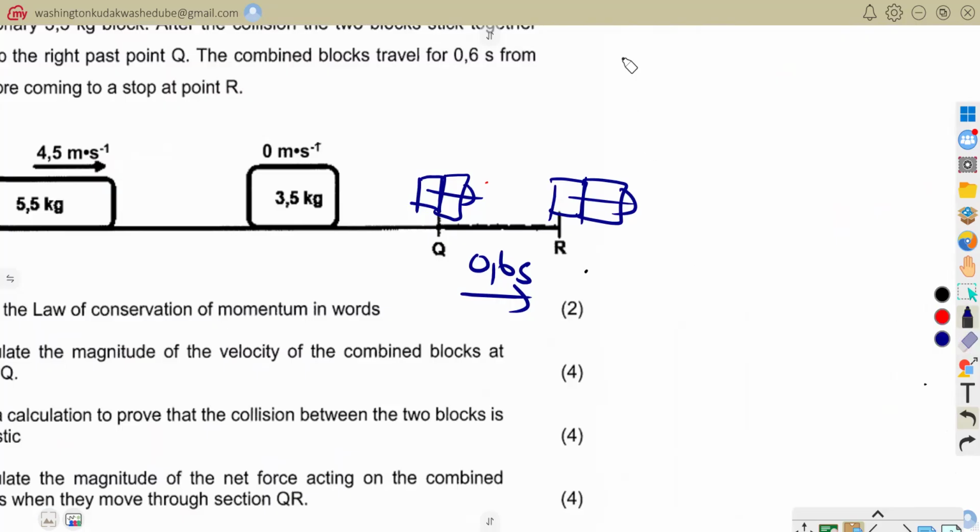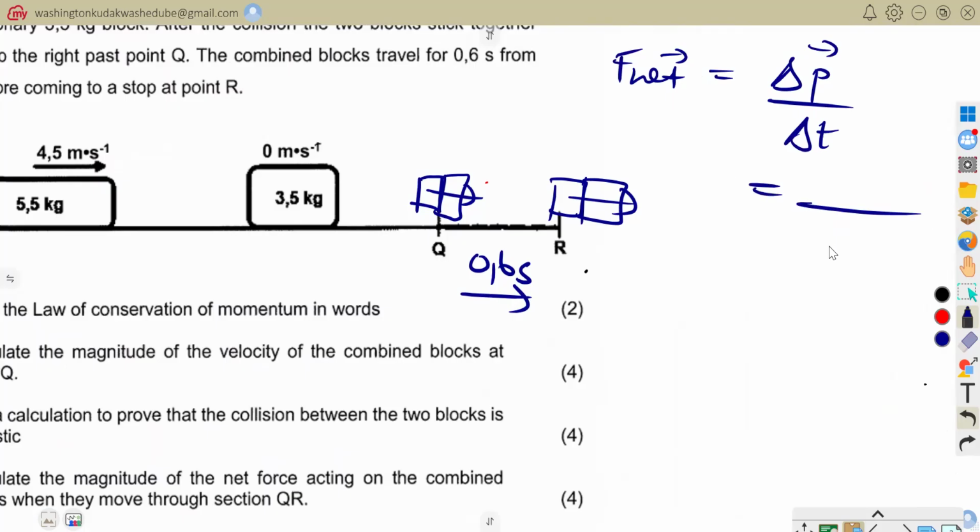We know that net force can be given by the rate of change of momentum, where we are saying that this is change in momentum per unit time interval. Our time interval is given as 0.6 seconds. So what we just need to do is find the change in momentum, then we can know our net force.